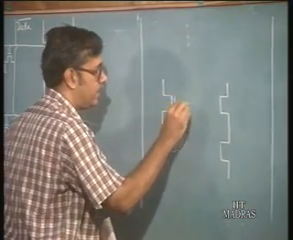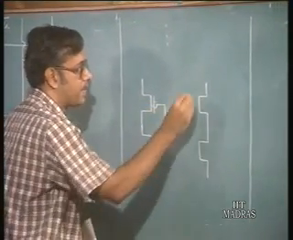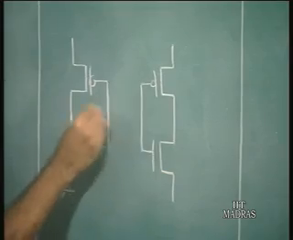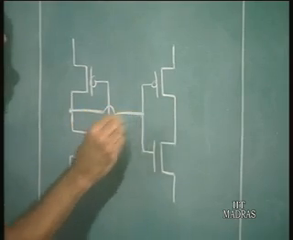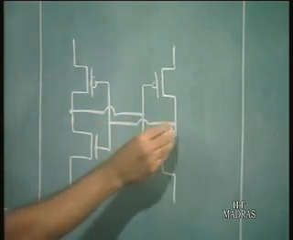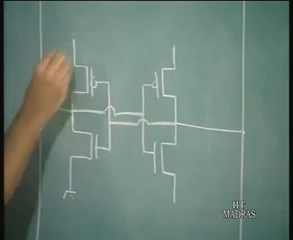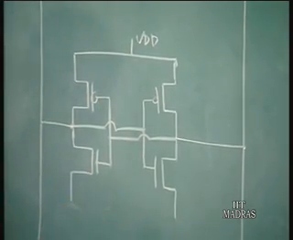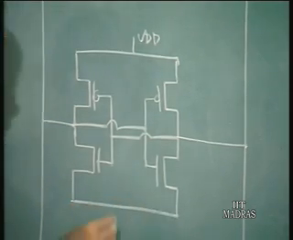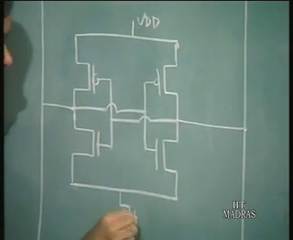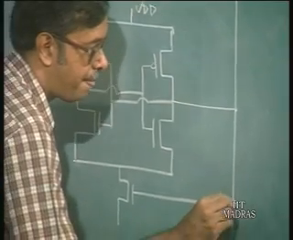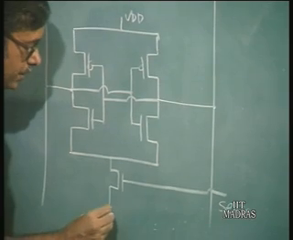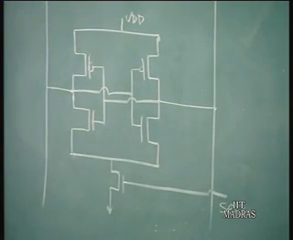Okay. So, this is one inverter, this is another inverter, and the output of one inverter goes to the input of the other as usual. Okay. And these are connected to the data lines, this goes to VDD, and the source goes to an input here, which is the sense input. Okay, and this goes to ground. Okay. So, this is a sense amplifier.